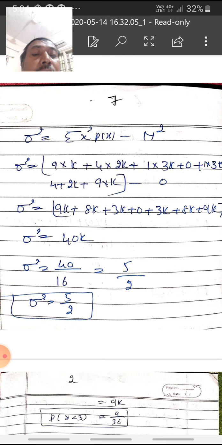Like that, a discrete probability distribution problem can be used to find probability values, k values, mean values and variance values.